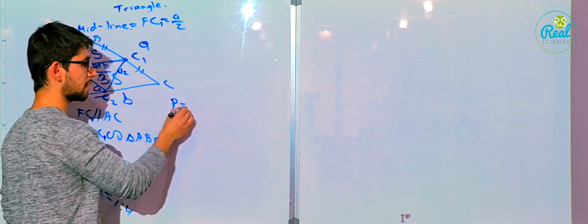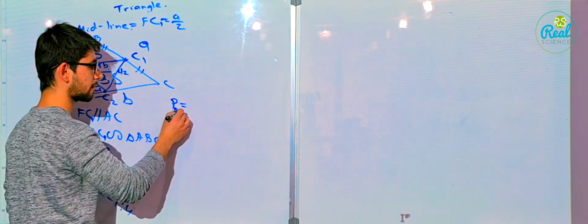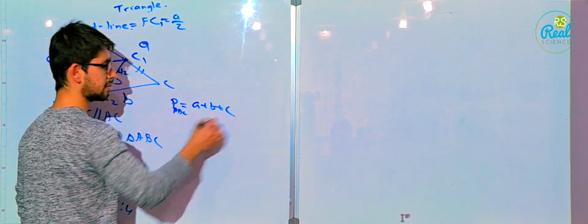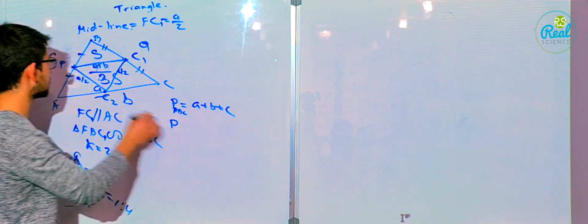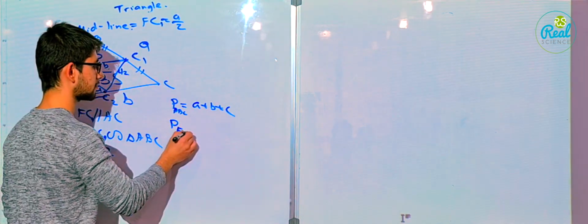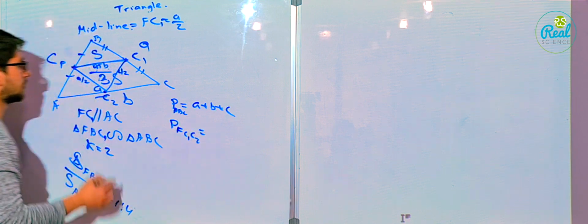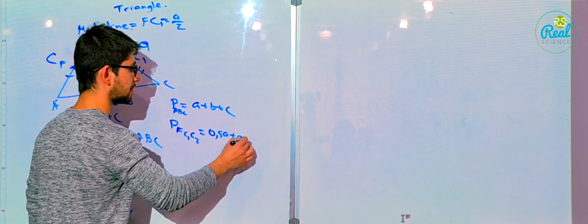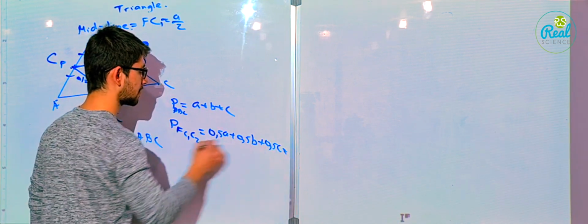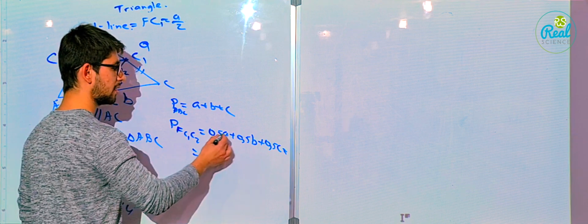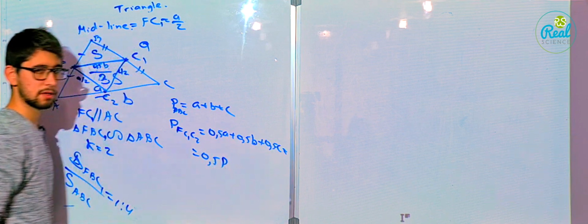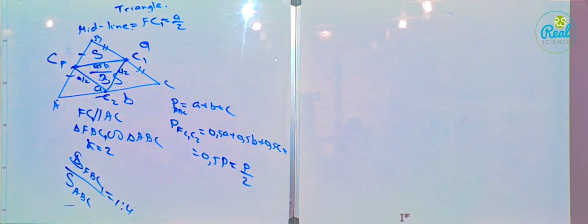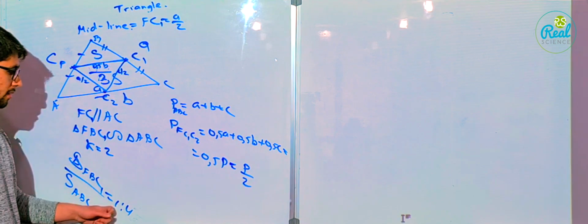What is the perimeter of triangle ABC? So A plus B plus C, that's it, right? What is the perimeter of FC1C2? Half B, half C, half A. It means 0.5 A, 0.5 B, 0.5 C. If you factor out 0.5, you have A plus B plus C or perimeter itself. It means half the perimeter. Okay? But for area, a quarter.